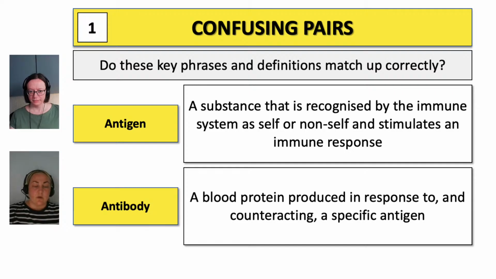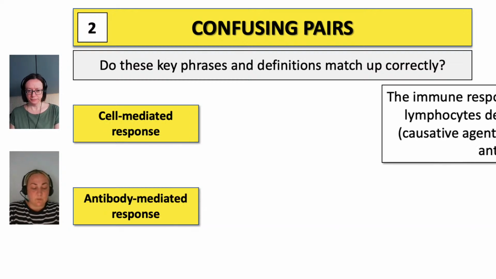Yep. So that was the definition of our antigen, and our antibody is the blood protein produced in response and counteracting a specific antigen. So our body builds up antibodies and recognizes certain infections, conditions that we can then fight off. Our body fights them off themselves. Okay, we'll do one next using pairs again.